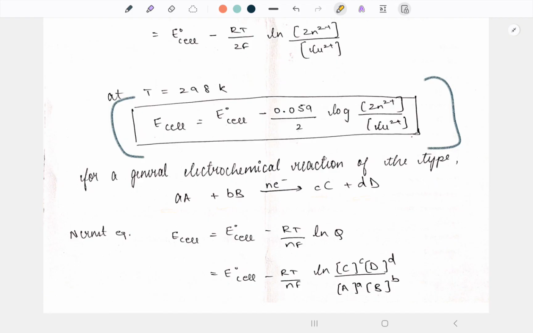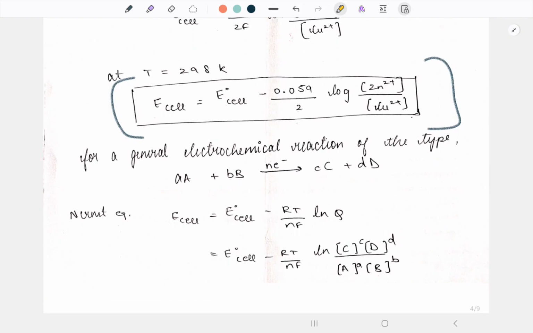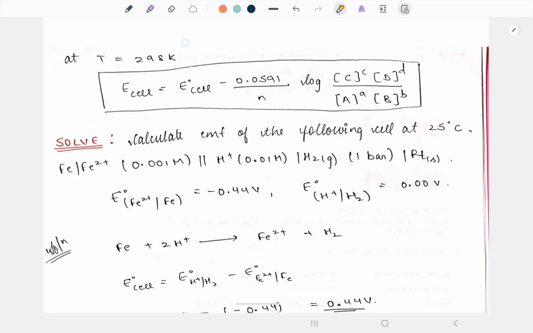So let us take the general electrochemical reaction of this type, where the small letters are the stoichiometric coefficients. Then here we can write ln and this can be later written in this form, where on top we'll write the products and down we'll write the reactants, and they are raised to the stoichiometric coefficients. If we take 298 Kelvin and substitute the R and F values, we get the equation to be as follows.